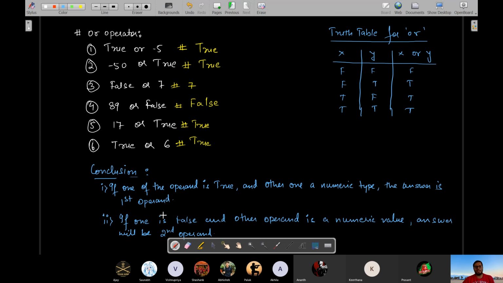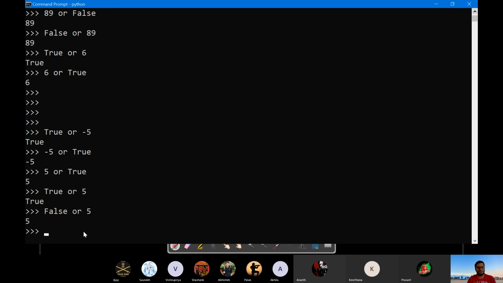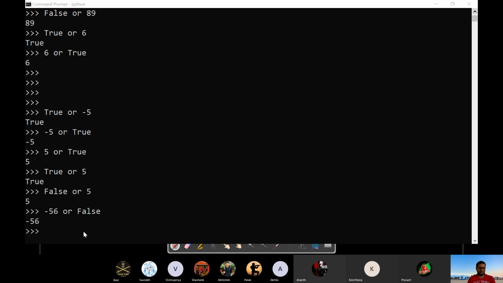And if one is false and other operand is a numeric value, ठीक है, one is false and other is a numeric value, answer is always numeric value, I guess. Yeah.